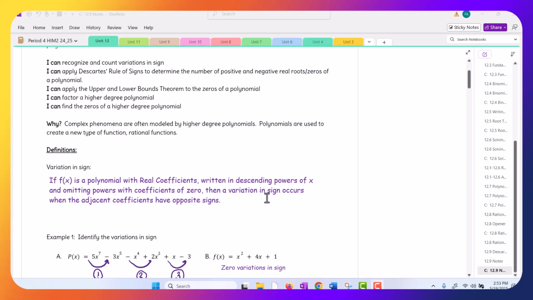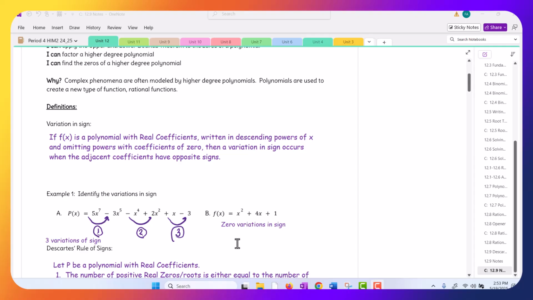If we have a polynomial with real coefficients and we write it in standard form with descending terms according to their exponents, and we ignore those terms that have coefficients of 0, a variation in sign occurs when the adjacent coefficients have opposite signs.